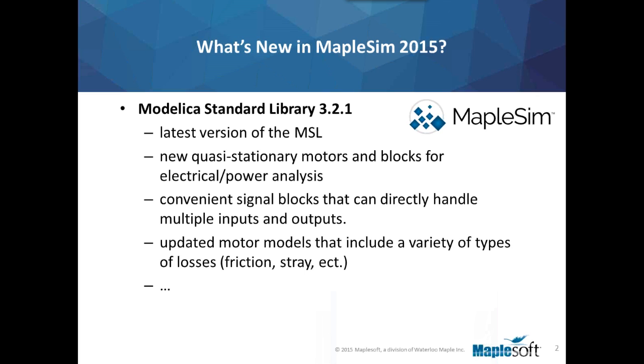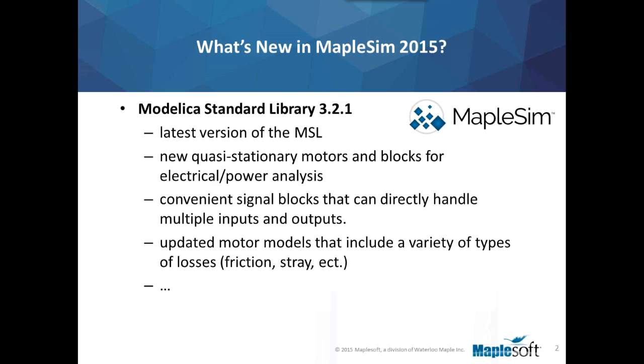But secondly, it's nice because a bunch of our users can get access to some additional components that are included in this library. Particular highlights, I've just listed a few here, are the quasi-stationary motors and blocks for electrical power analysis. If you're doing steady-state analysis and don't care about transients, you can do some powerful analysis in this domain. There are some updated motor models. These include a variety of types of frictional losses or stray losses you may want to include in your modeling.